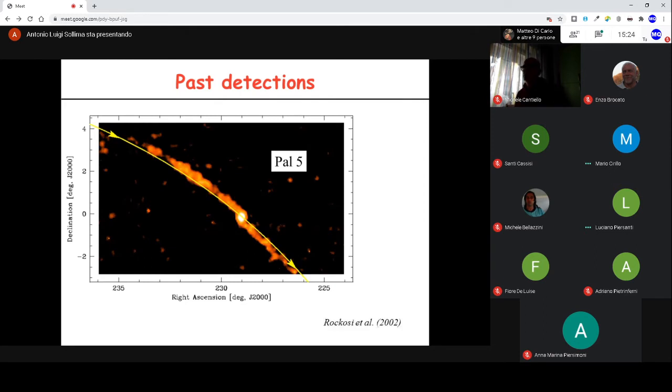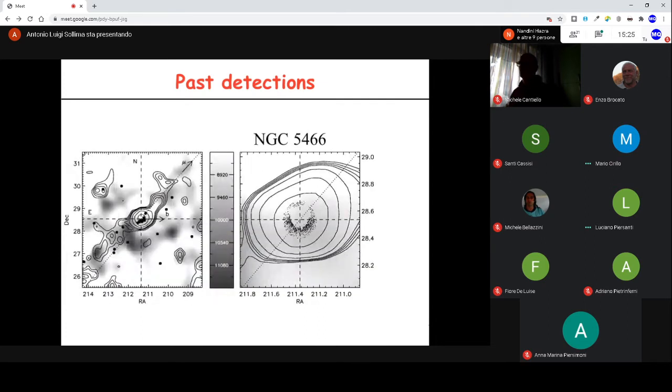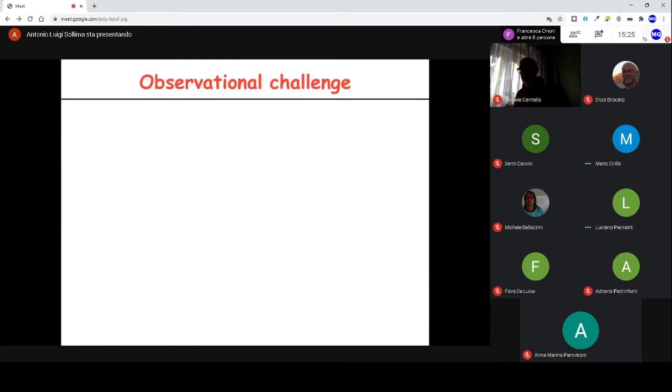There are, however, some cases in which there is an indisputable detection. For instance, this is the case of Pal 5, where you can see a beautiful tidal tail extending for more than 20 degrees, with the direction of the tail aligned with the cluster orbit. Or, for instance, the case of NGC 5466, again with the tails oriented in agreement with the orbit. And there are a few other cases in which there are this kind of clean detections.